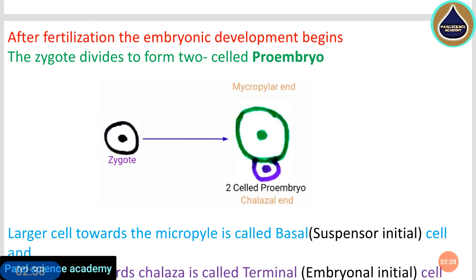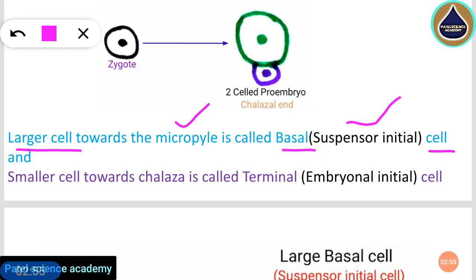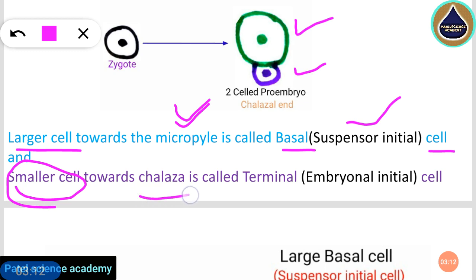What are the names of this green color and blue color cell? One thing you observe here, this green color cell is larger. It is towards the micropylar end, and it is called a basal cell or the suspensor initial cell. Remember this term. And this is a smaller cell, which is blue in color, and this smaller cell is towards the region of the chalaza. As you know, this is the chalaza region, and this is called the terminal cell or embryonal cell.